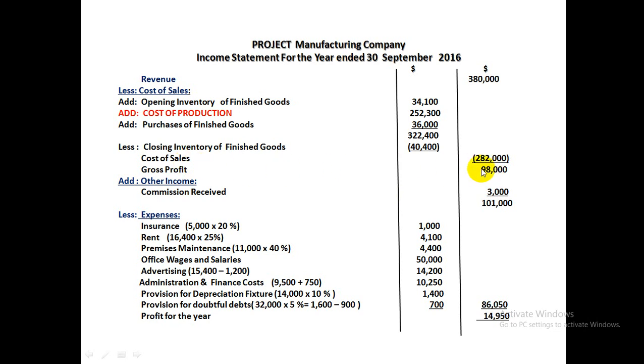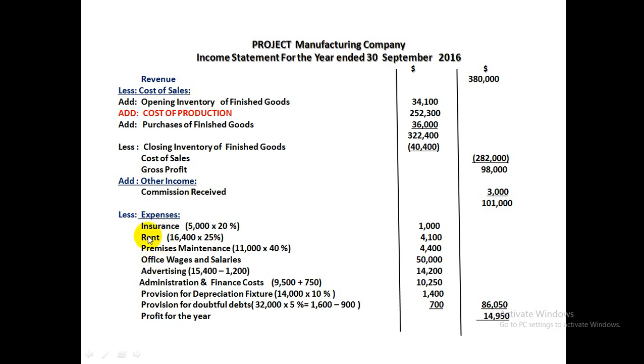In this gross profit, two important portions are to be focused on. Other incomes are to be added and expenses are to be subtracted. So let's look at the other income portion. In the question, they have given us commission received or commission receivable as our income. That will be written here as other income. It will be added to our gross profit, and we'll finally reach the total income of $1,01,000.